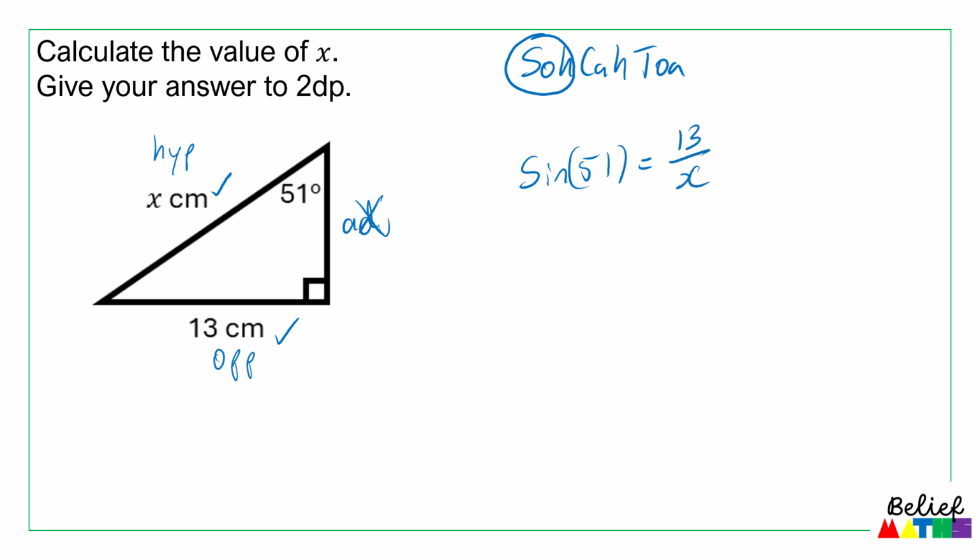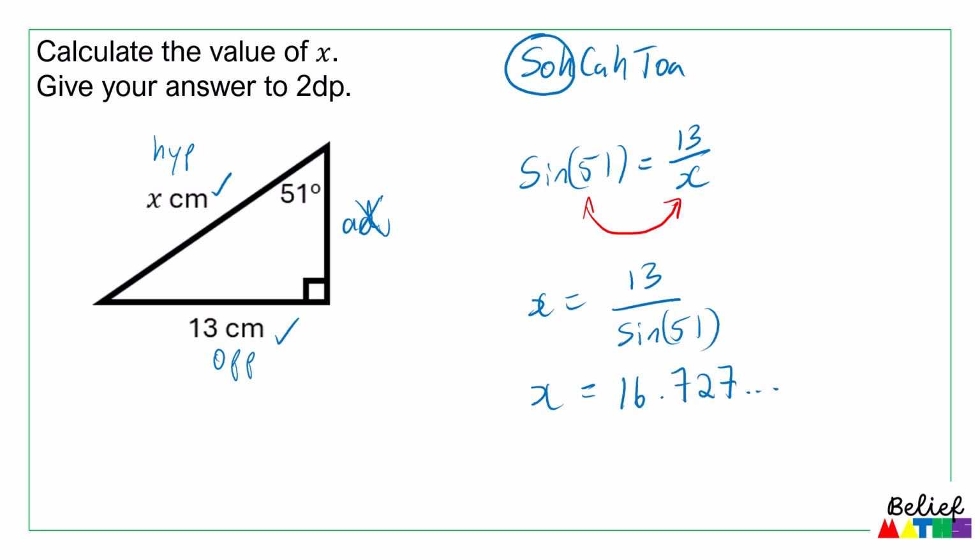Again, from our solving equations video, and we've seen a few things like this now, when we've got this x on the bottom, the easiest thing to do is to swap this sine 51 with that x. So therefore we've got x is equal to 13 over sine 51. Putting that into our calculator, we get x equals 16.727. Looking back, rounding to 2 decimal places, x is equal to 16.73 centimeters.